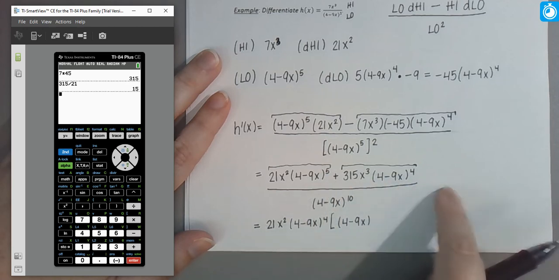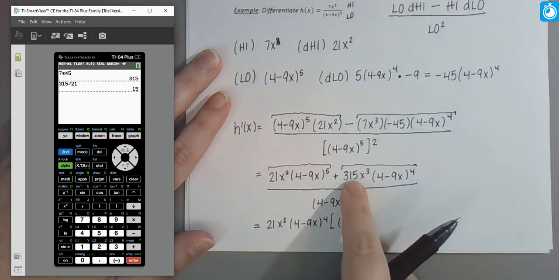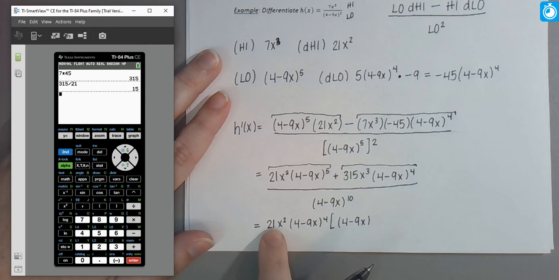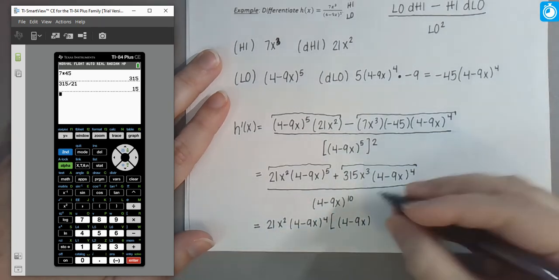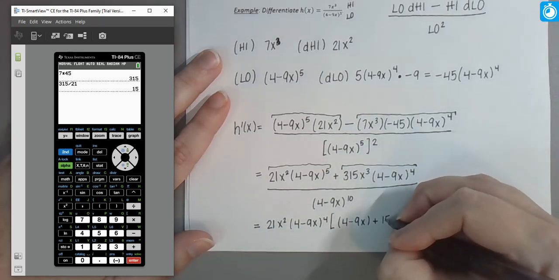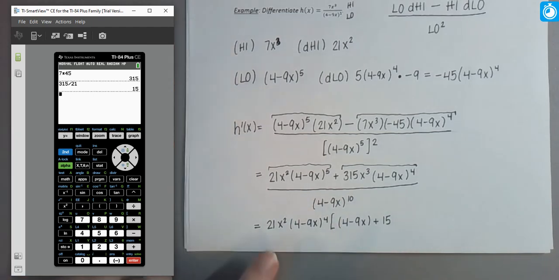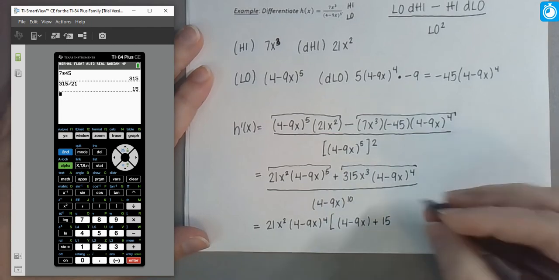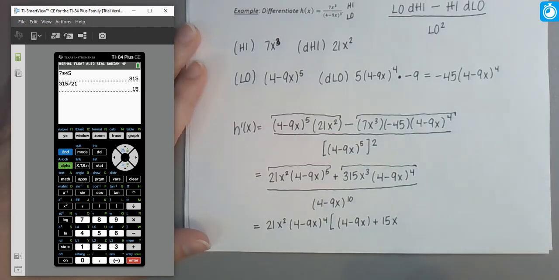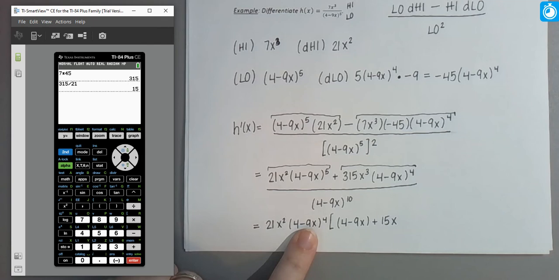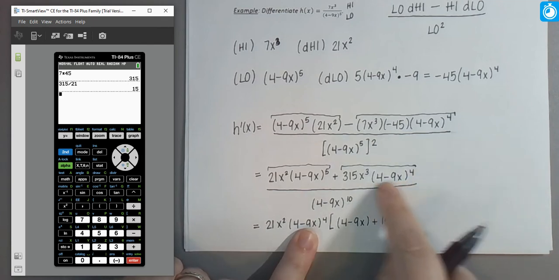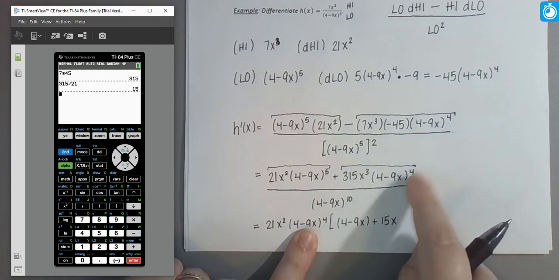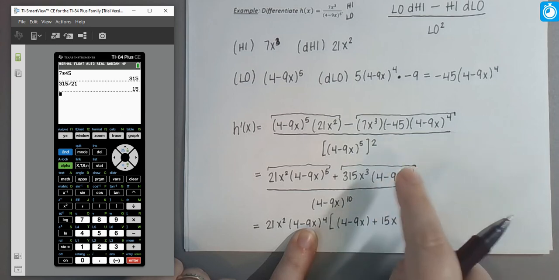What are we left with over here? Well, we started with 315, we factored out 21, and we determined that 315, factor out 21 or divide out 21, leaves us with a 15. So plus 15. We factored out an x squared from an x cubed, so we're left with a single x. And then we factored out (4 minus 9x) to the 4th power out of (4 minus 9x) to the 4th power, so we don't have anything left there.